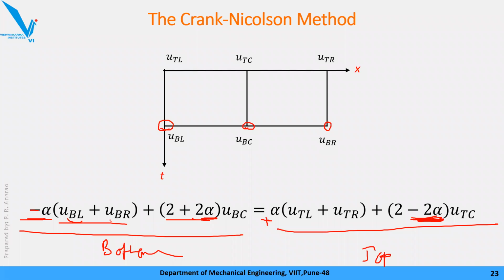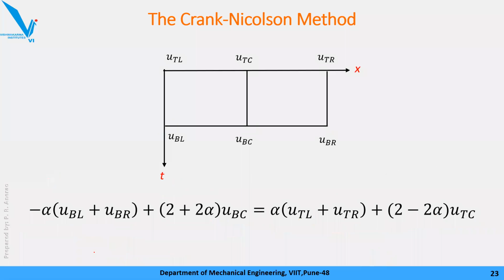See, bottom left plus bottom right equal to, over here, left-hand top, right-hand top, bottom central, top central. Okay, so start with negative alpha, and here 2 plus 2 alpha, remember this. And when you go for the right-hand side, top variables will be needed. Change the sign of alpha, here positive alpha, and here instead of 2 plus, 2 minus 2 alpha. So this is your formula.